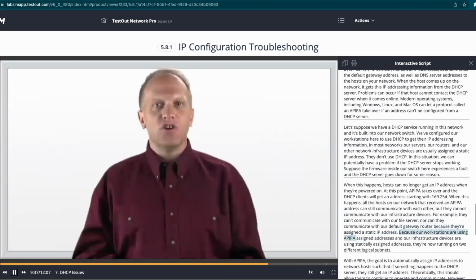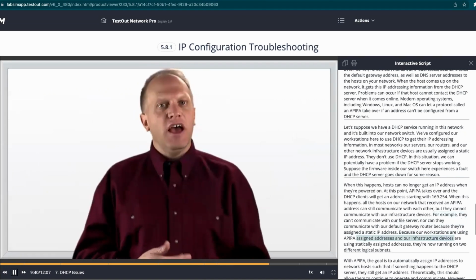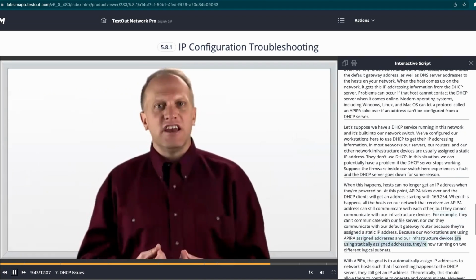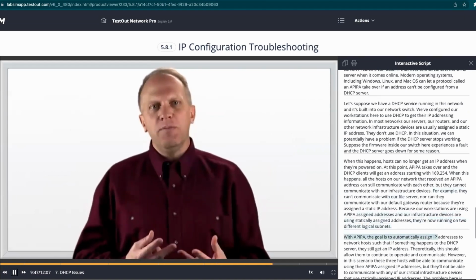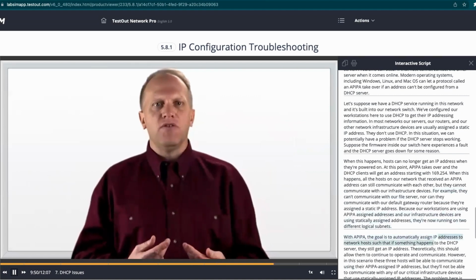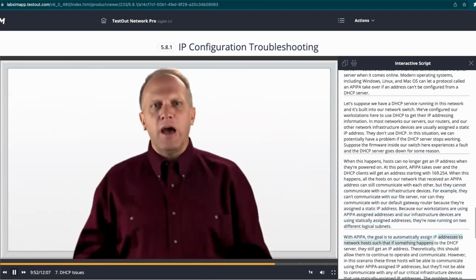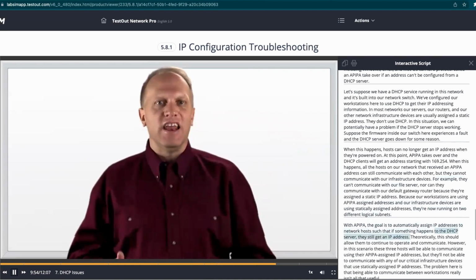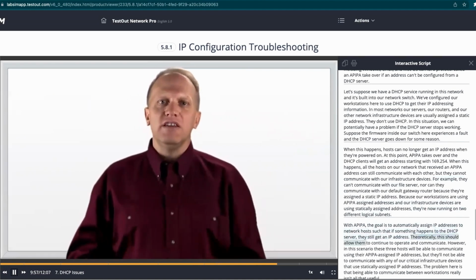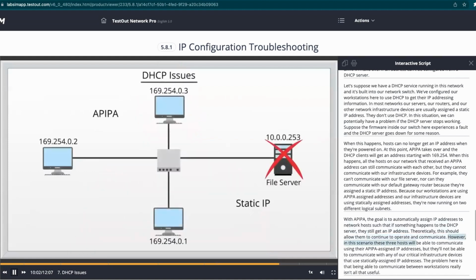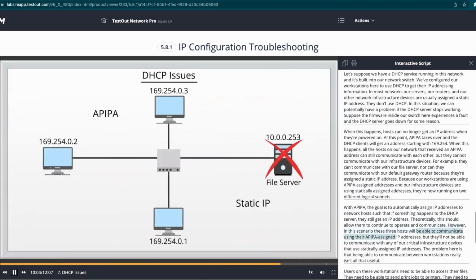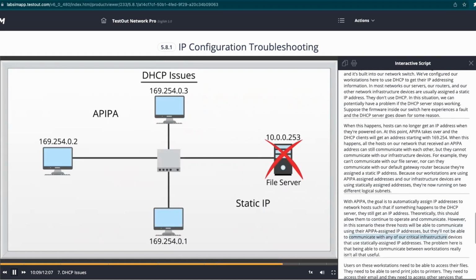And because our workstations are using APIPA assigned addresses and our infrastructure devices are using statically assigned addresses, they're now running on two different logical subnets. Really, with APIPA, the goal is to automatically assign IP addresses to network hosts such that if something happens to the DHCP server, they still get an IP address. Now, theoretically, this should allow them to continue to operate and communicate. However, in this scenario, these three hosts will be able to communicate using their APIPA assigned IP addresses, but they'll not be able to communicate with any of our critical infrastructure devices that use statically assigned IP addresses.